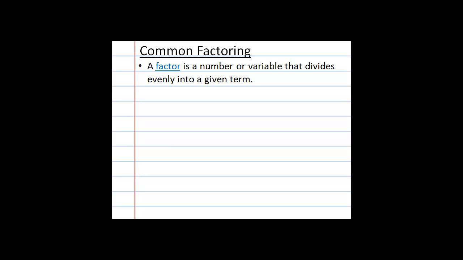So for example, if we look at just numbers, if I'm looking for factors of 6, I want numbers that divide evenly into 6. So if you remember, 1 times 6 is 6, which means that 1 and 6 are factors, as well as 2 and 3, because 2 times 3 will also give me 6.